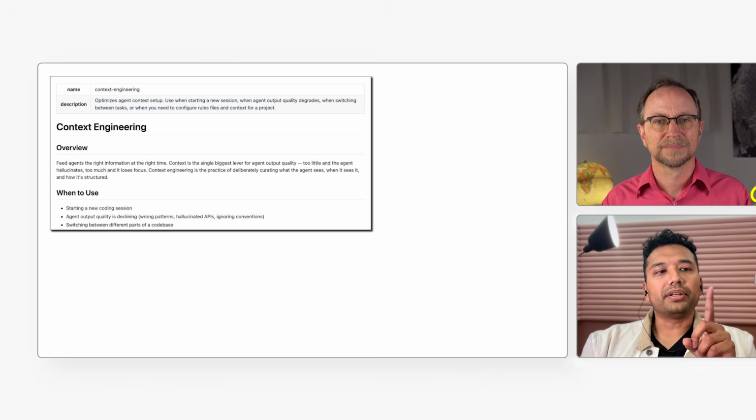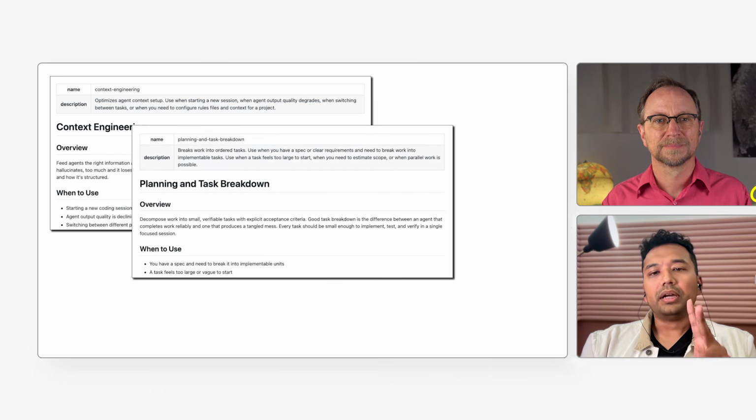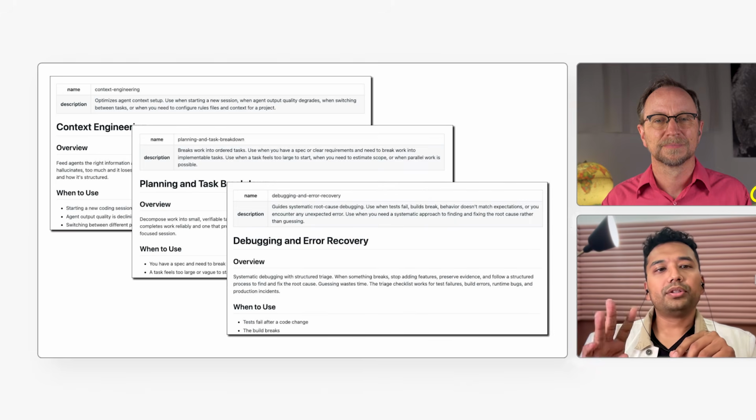Who does the agent ask? It asks you, the developer. You know more about the context or the code being written. And if the agent asks you, you don't have to write down all that context up front. The repo has 3 great inversion skills. Number 1, context engineering. 2, planning and task breakdown. 3, debugging and error recovery.